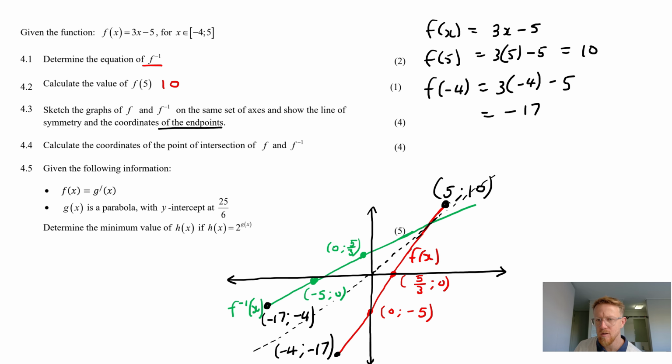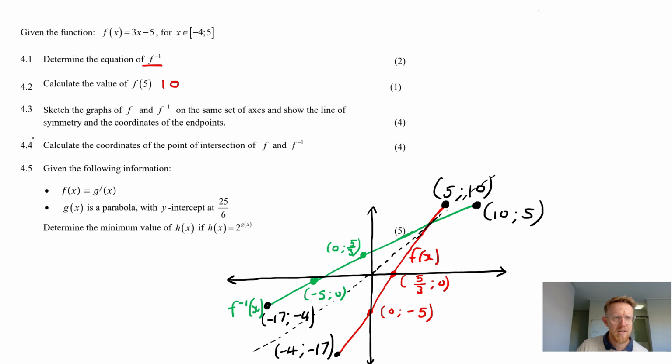And then this one will become (10, 5). So that'll be here. (10, 5). And there we go. You've now shown all of it: sketch the graphs and show the line of symmetry. We've done that, and the coordinates of the endpoints.